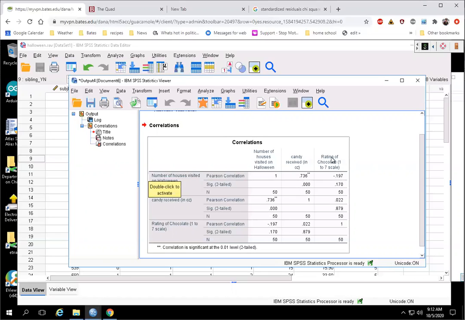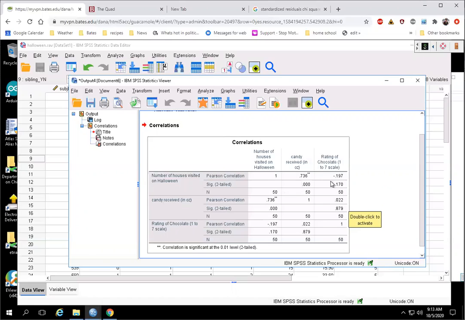Moving on to the next one, we see the number of houses visited has no real relationship with people's chocolate rating, which also makes sense. We have a negative 0.197 correlation coefficient, but this p-value says that it is not significant. So then the last correlation that we can look at here, moving down to this one, candy received to the chocolate rating, again has really no relationship. 0.022 is the correlation coefficient and a really high p-value. So we're not seeing any significant relationships here.